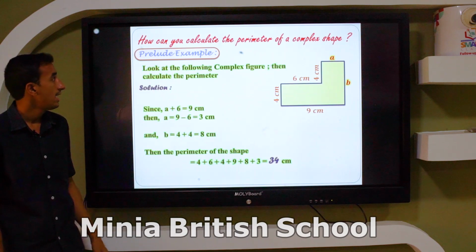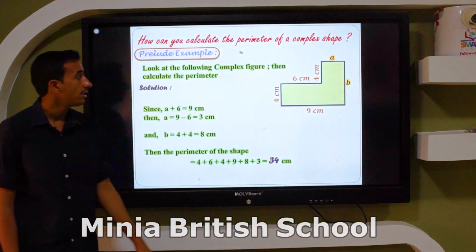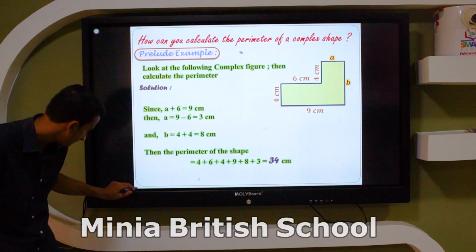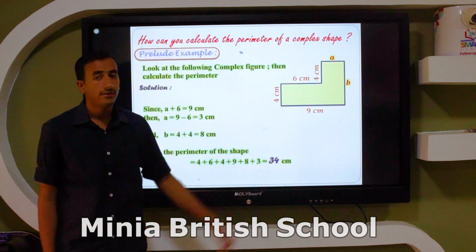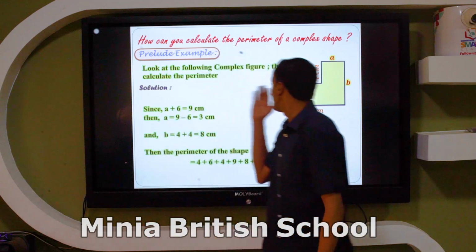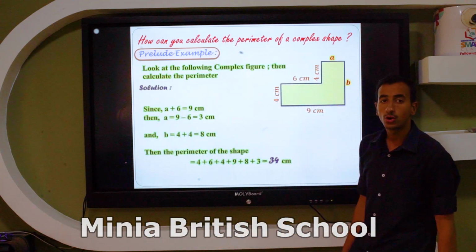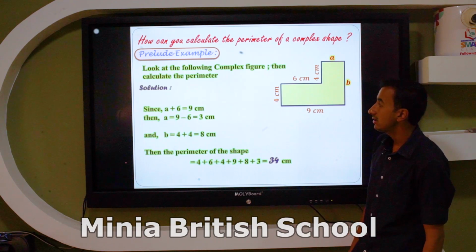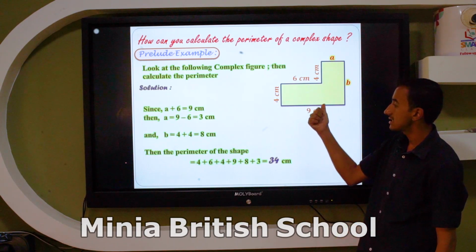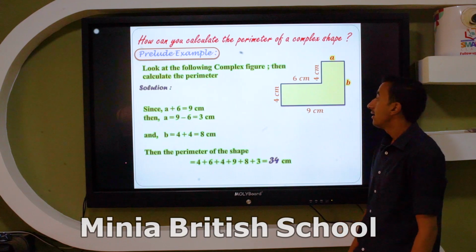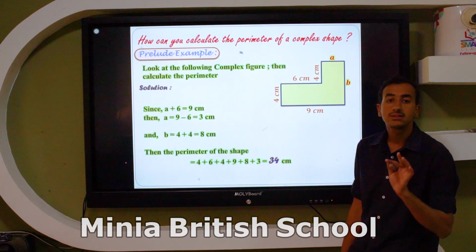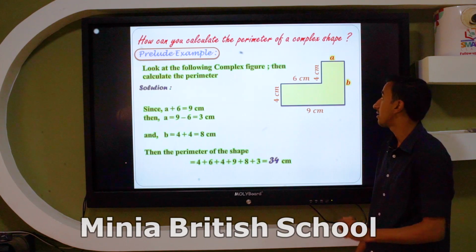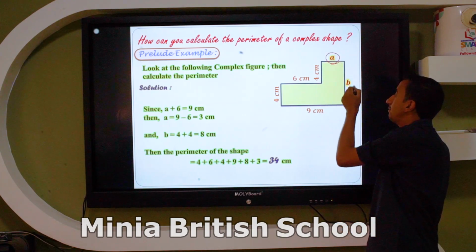Let's see together. How can you calculate the perimeter of a complex shape? We have an example here. This is called an odd shape or complex figure. I need to find the perimeter of this complex figure and the area. First, we must find the missing dimensions here for A and B.